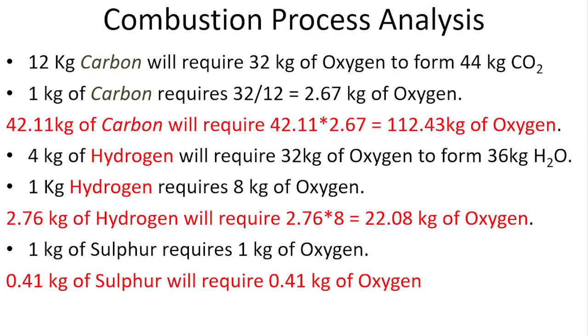The combustion process analysis. If you analyze the process, 12 kg of carbon will require 32 kg of oxygen to form 44 kg of CO2. The total CO2 formed will be 44 kg. So 1 kg of carbon will require 2.67 kg of oxygen. So you can calculate how much oxygen will be required for 42.11 kg. It is around 112.43 kg of oxygen.